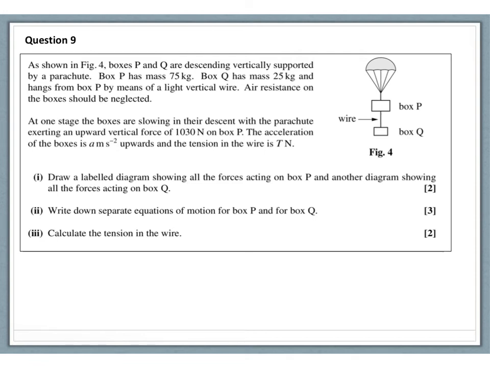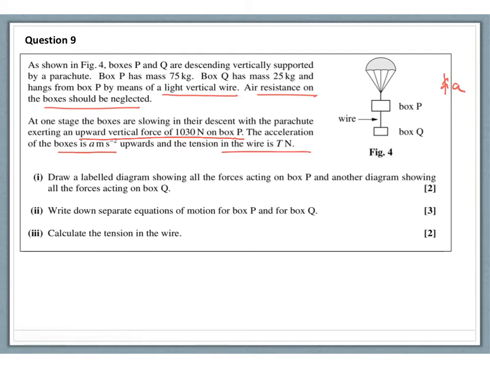Question 9. So, figure 4, we have boxes P and Q descending vertically and supported by a parachute. Box P has a mass of 75 kilograms and box Q has a mass of 25 kilograms and hangs from box P by means of a light vertical wire. Air resistance on the boxes should be neglected. So at one point, the boxes are slowing in their descent, with the parachute exerting an upward vertical force of 1,030 newtons on box P. The acceleration of the boxes is a meters per second squared upwards, and the tension in the wire is T newtons.